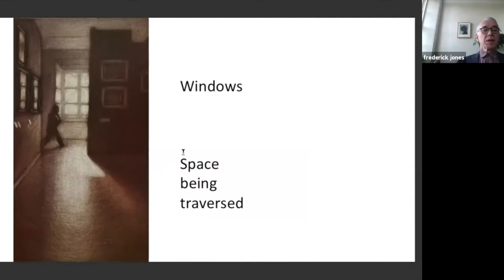Here the windows are in the background, and this is a mezzotint. You start from a rough plate and smooth it down and then ink it up and print it. So this is space, this is vacant space, and it's completely still. It's a matrix through which for a moment the shadowy walking figure passes. So that is space being traversed.